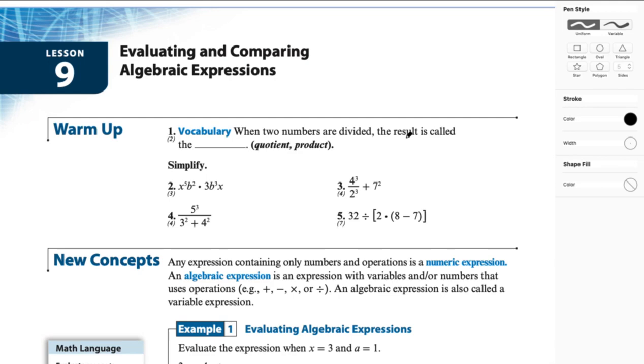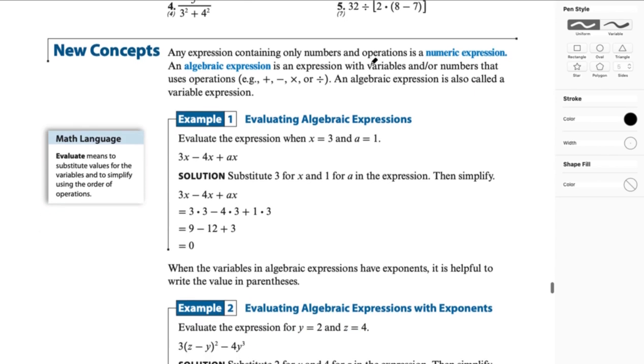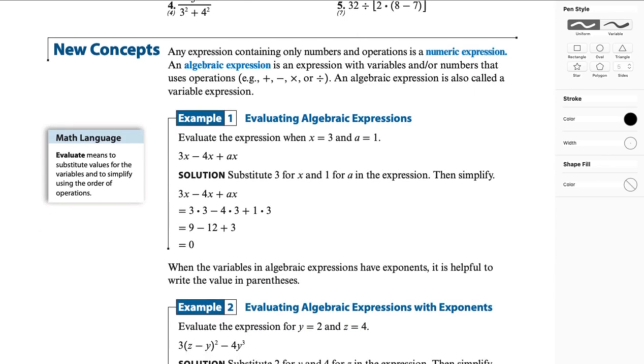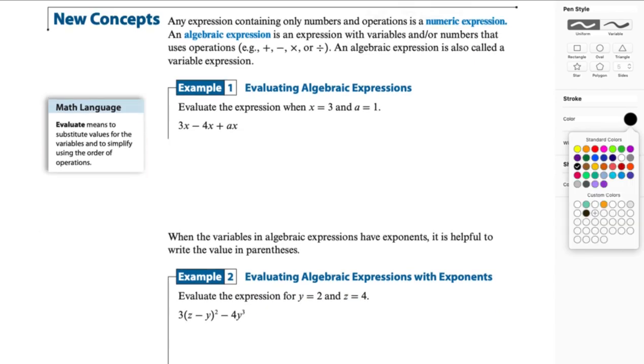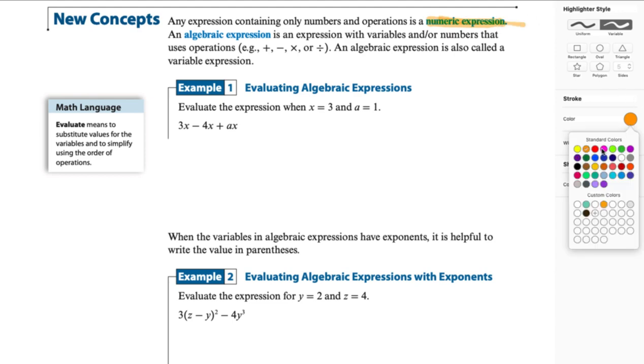We are looking at lesson 9 and we're talking about evaluating and comparing algebraic expressions. So let's go ahead and take a look at some of our new concepts for today and some of the problems that we're going to work on as well. So the first thing we want to take a look at is the idea of a numerical expression and the idea of an algebraic expression.